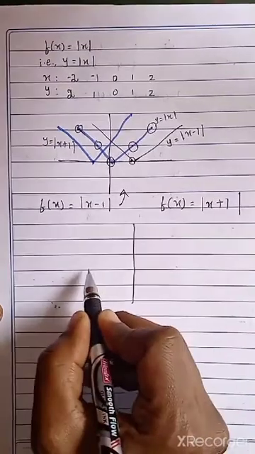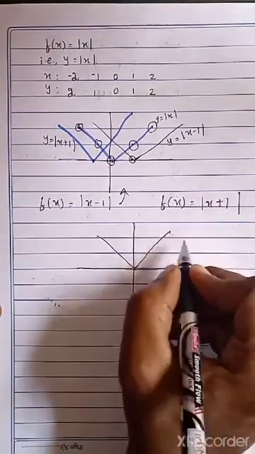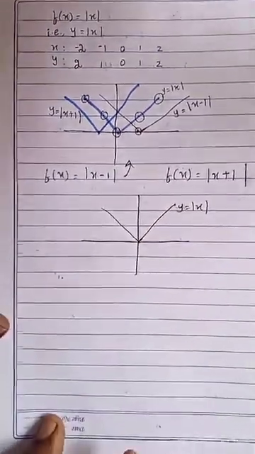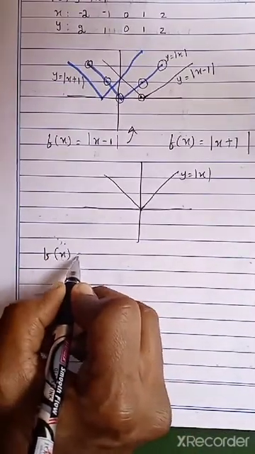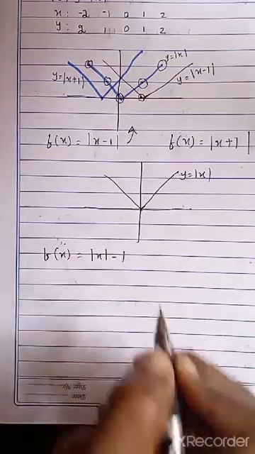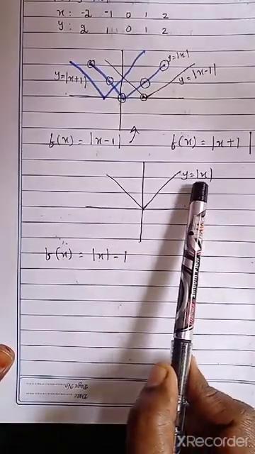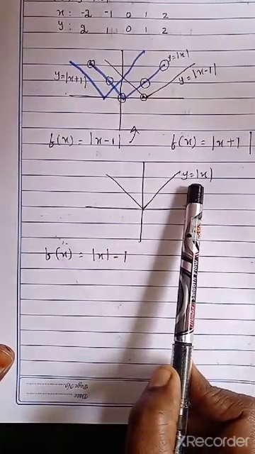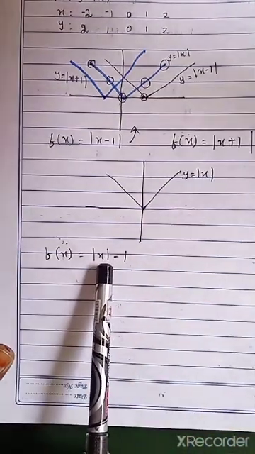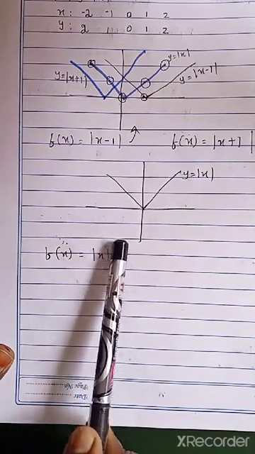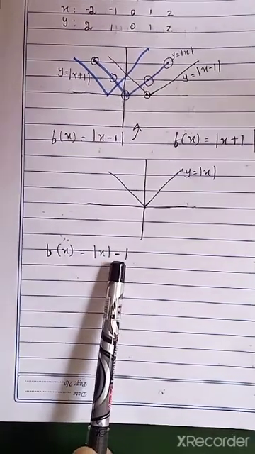So the same y equal to mod x will come here. It touches the 0, right? So this is your y equal to mod x. Is that clear? Now your question is f of x equal to mod x minus 1. Now see here, what is our original function? Y equal to mod x is your original function. Now I have subtracted one number outside of the function. Mod x is a function, so I have subtracted a constant outside of the function.